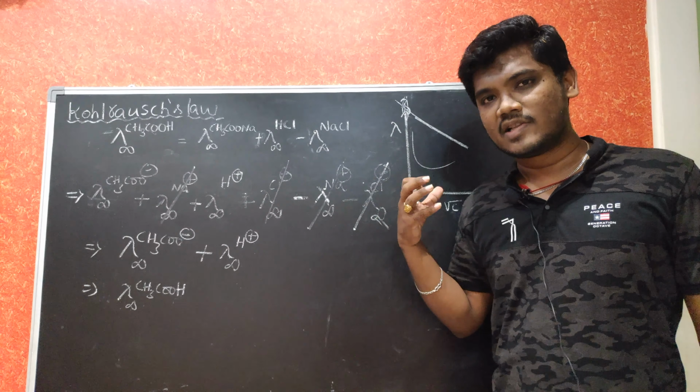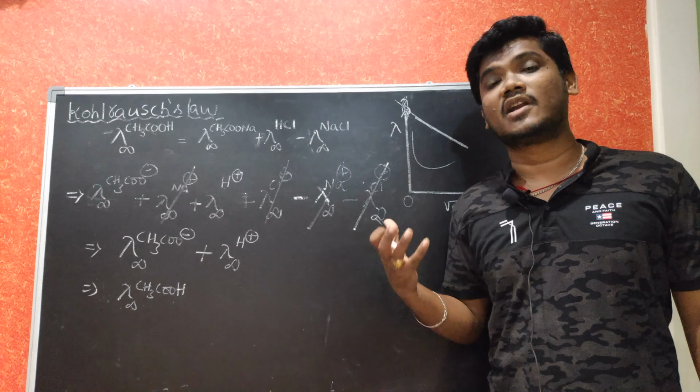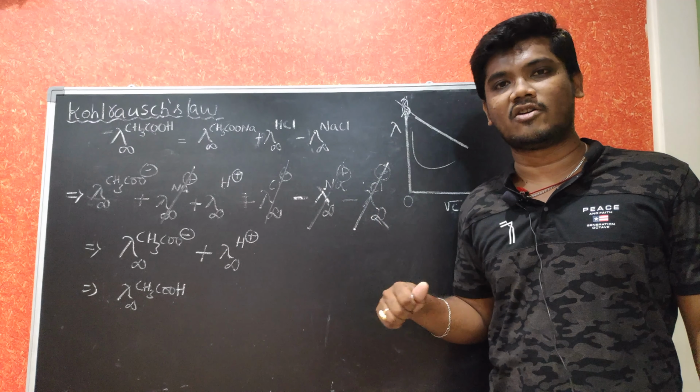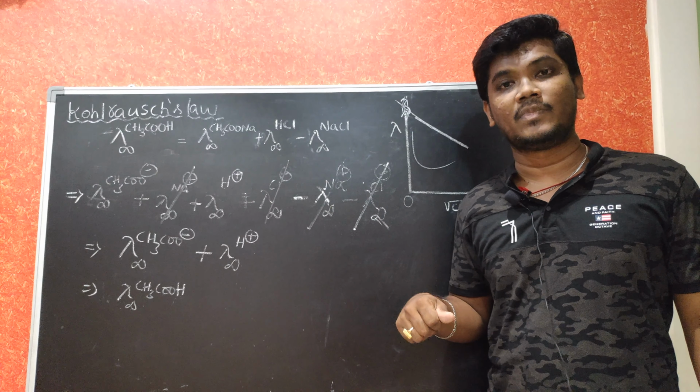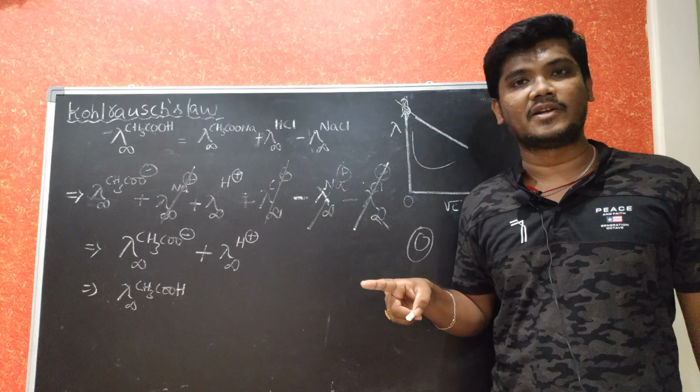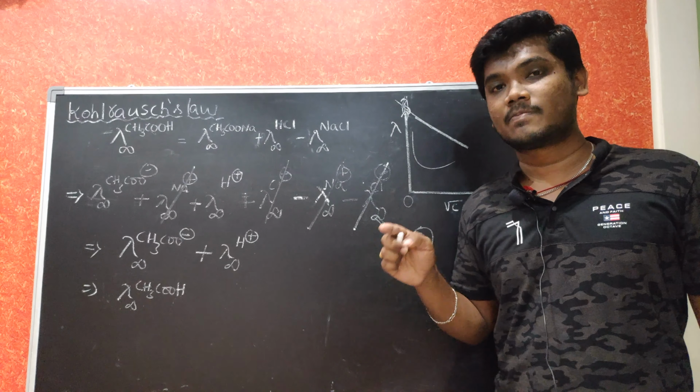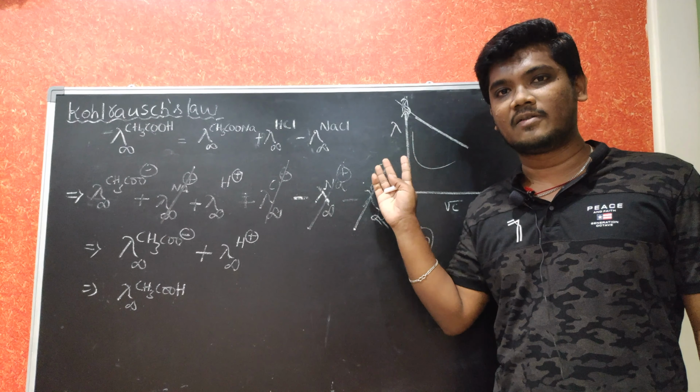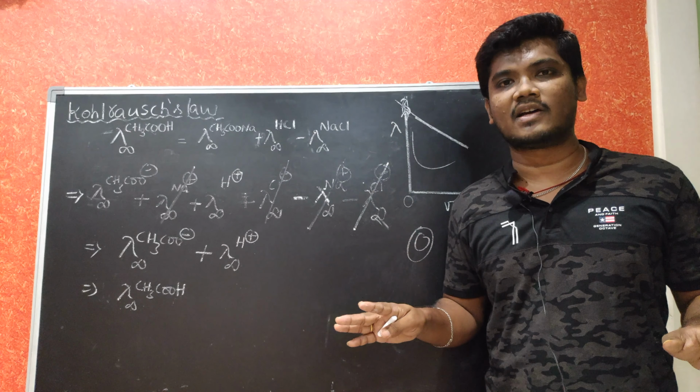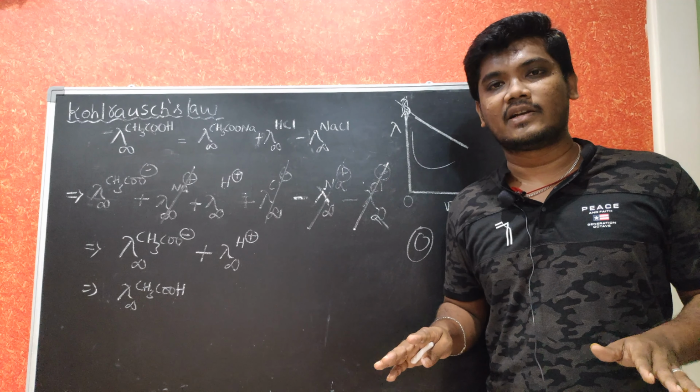And if you consider the experimental procedure also, it was unable to determine the equivalent conductivity of weak electrolytes because it shows the conductivity almost equal to 0. But it has a certain equivalent conductivity. Therefore, both the experimental procedure as well as the graphical method fail to explain the equivalent conductivity at infinite dilution of weak electrolyte.